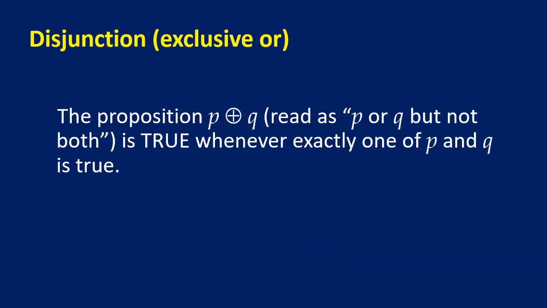Okay. Next, we have the exclusive or, the disjunction exclusive or. Take note, it's not just or. Okay, the symbol here is different. So how do you read this? P or Q, but not both. It is true whenever, take note, exactly one of P and Q is true. Remember, what is the difference with the or like that? For that, it is true whenever at least one. At least one, meaning to say, it can be one, it can be two of them, right?